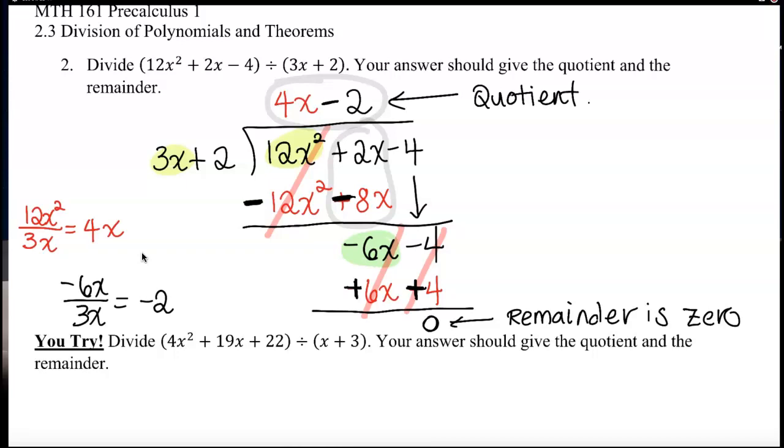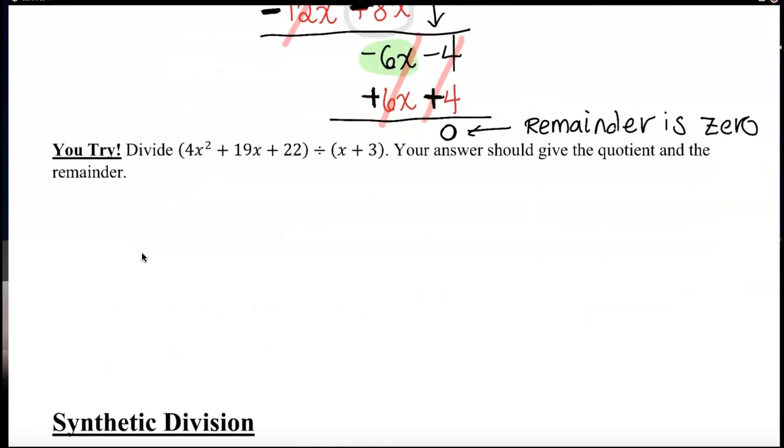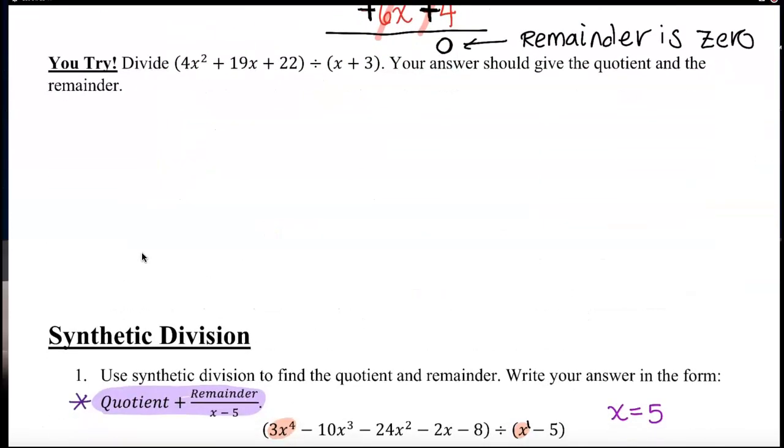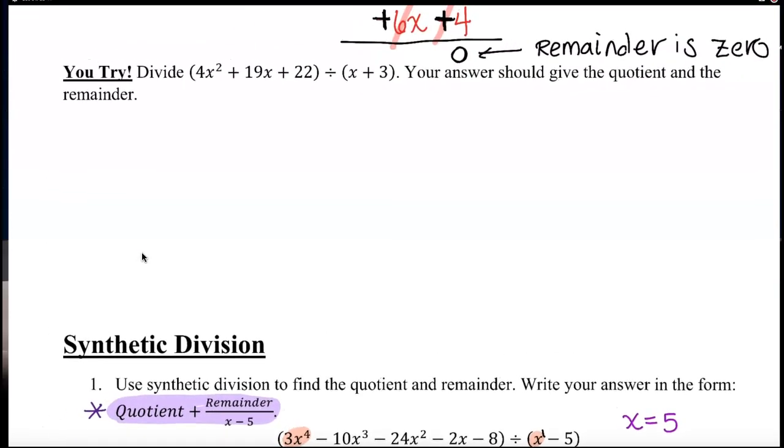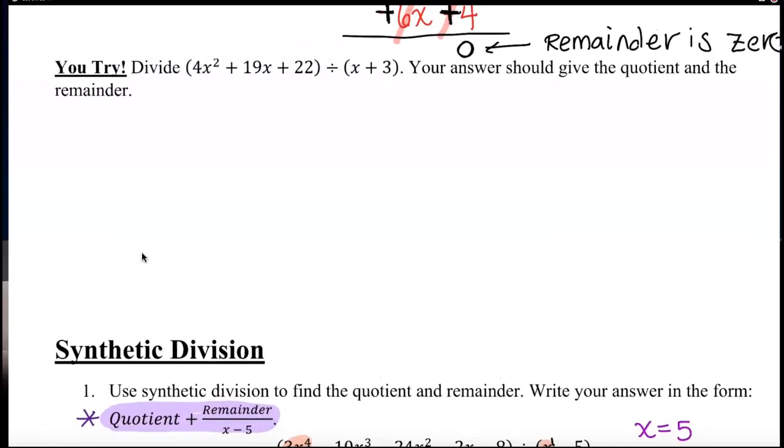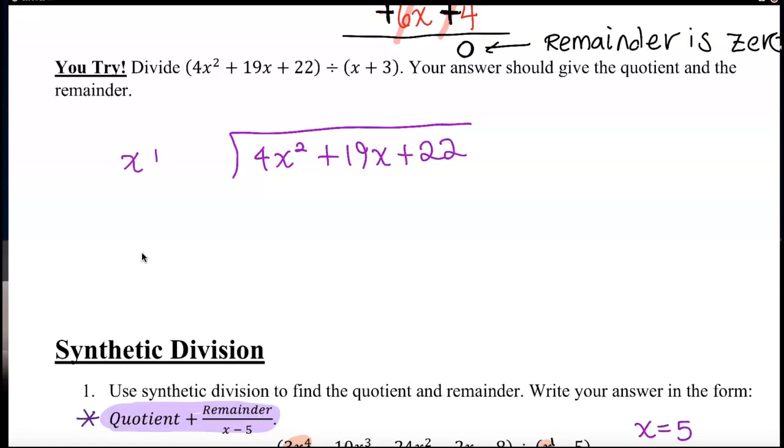Okay, so that's how you do polynomial long division. If you want to see one more example, I'm going to go ahead and do the you try. But if you want to stop the video and try it yourself and check back, see if you can get the right answer this time for this problem. All right, I'm going to go ahead and continue. So if you want to try it yourself, stop the video now. I'm going to put 4x squared plus 19x plus 22 inside. And I will put x plus 3 outside.